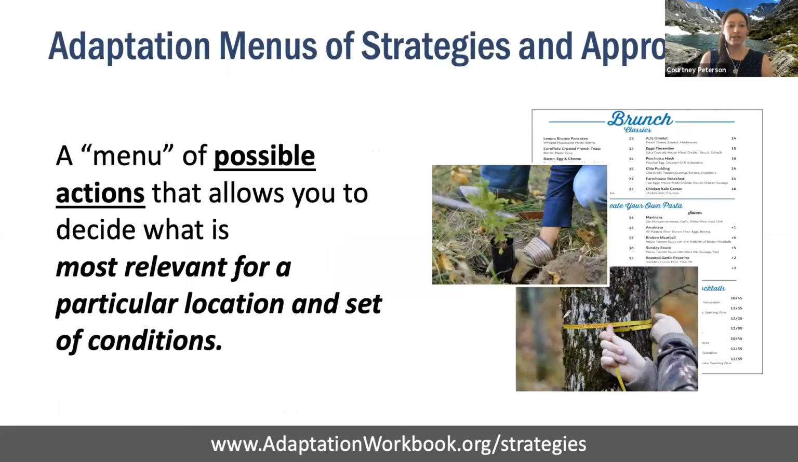And so in step 4, what we're going to use are these tools that we call adaptation menus of strategies and approaches. And so you can find these embedded within the online adaptation workbook, and they're also in chapters 3 and 4 of the Forest Adaptation Resources document, if anyone has been following along with that. And so basically what we call menus are menus or lists of possible actions that allow you to decide what is most relevant for a particular location and set of conditions.